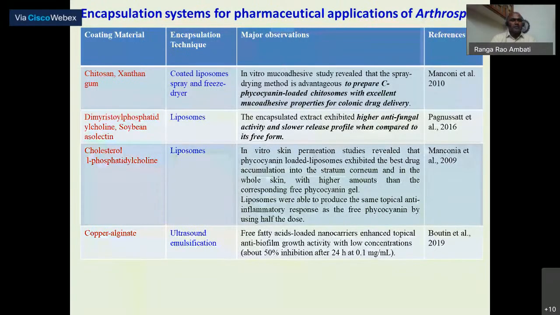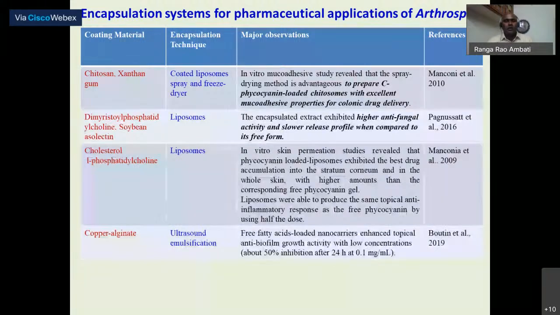Similarly, as I mentioned, spirulina is used for pharmaceutical applications, with different coating materials and different nano-encapsulation processes. They observed biological activity with C-phycocyanin-loaded chitosan, with excellent mucoadhesive properties for colonic drug delivery, higher antimicrobial activity, and a slower release profile when compared to the free form. So these are some of the reported pharmaceutical applications from microalgae.